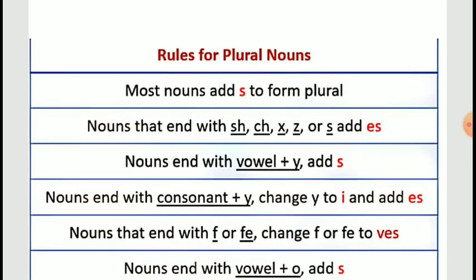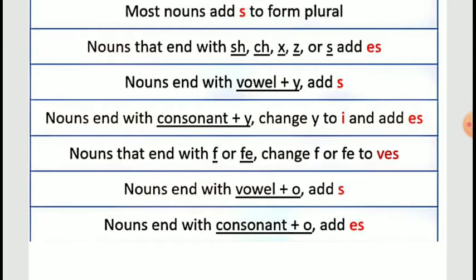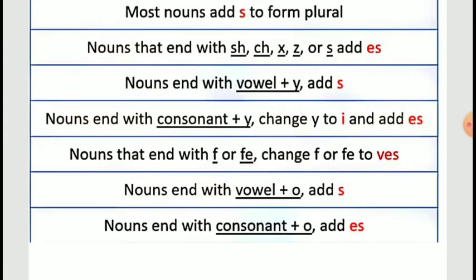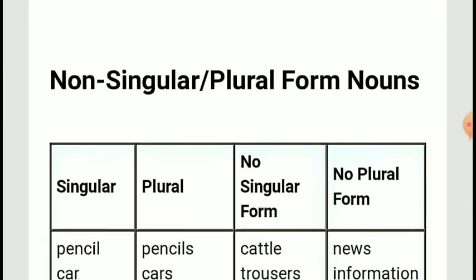Now, let's revise the rules. Rules for forming the plurals. Most nouns add S to form plurals. Nouns that end with SH, CH, X, Z or S add ES. Nouns that end with vowel plus Y add S. Nouns that end with consonant plus Y, change Y to I and add ES, that is, remove the Y and add IES to it. Nouns that end with F or FE, change F or FE to VES. Nouns that end with vowel plus O add S. Nouns that end with consonant plus O add ES. Please remember these rules so that you form the plurals correctly.